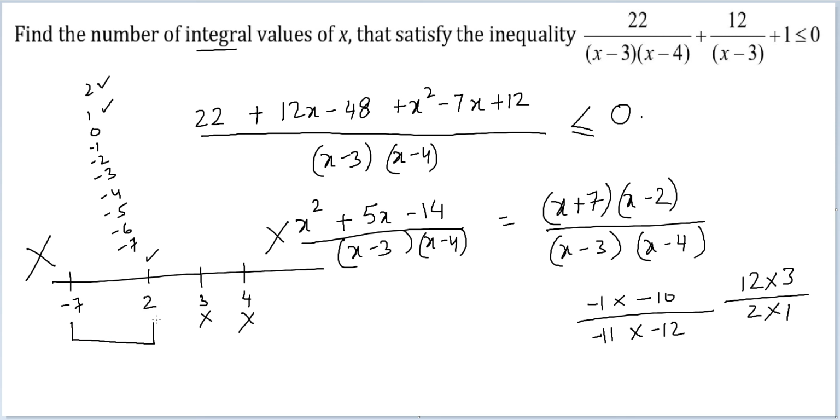The only acceptable range is minus 7 to 2. There are 10 such values. So the answer to this question will be 10.